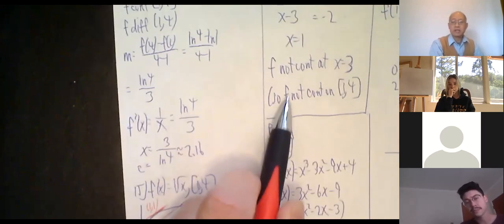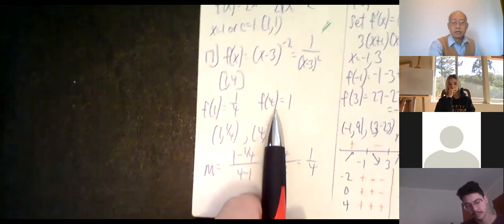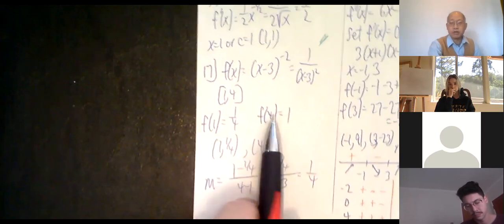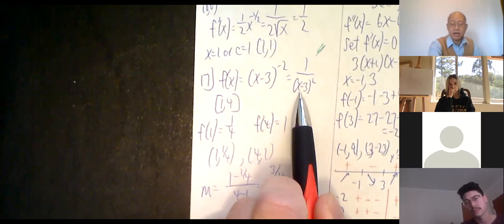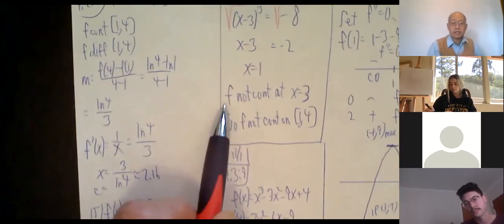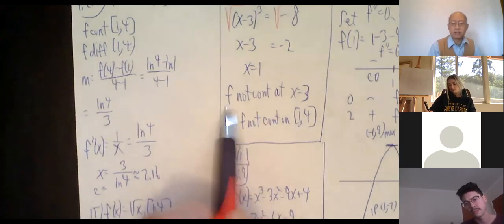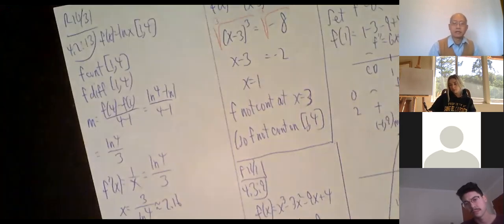It also says, why does this not contradict the mean value theorem? Because the function is not continuous at x equals 3, right? The function had to be continuous and differentiable everywhere between 1 and 4. You can see x equals 3 is not allowed. So that does not contradict the mean value theorem because the function is not continuous everywhere.